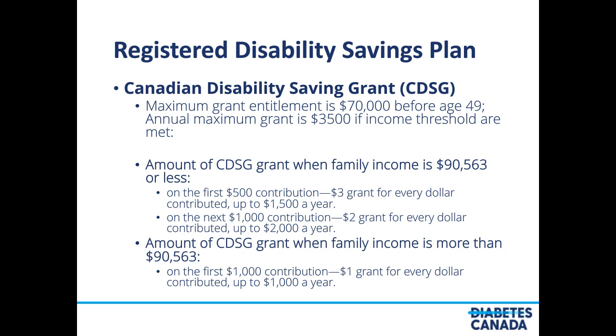The Registered Disability Savings Plan starts paying you a pension at age 60. Most government programs for seniors don't start until 65. So from 60 to 65, it's a really good time to use your RDSP money for your medical expenses that are not covered by the government.